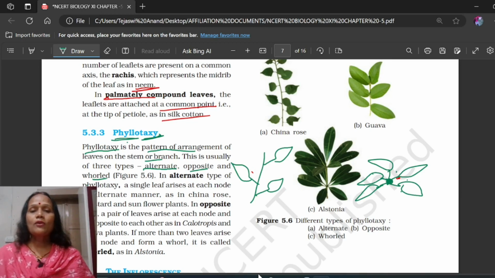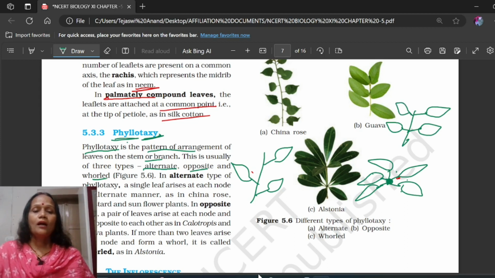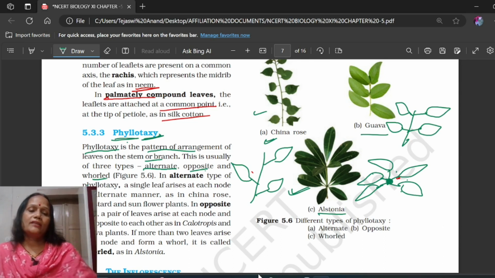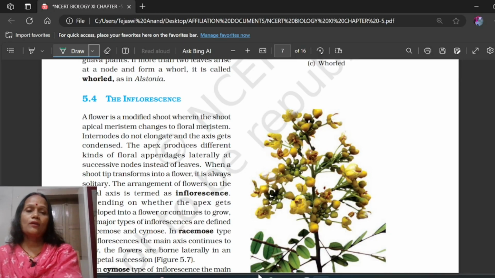But when we are talking about opposite arrangement, then one leaf is here and at the same position, parallel to this, another leaf is present. Such opposite leaves you can see in guava. Whorled leaves you can see in Alstonia, opposite leaves in guava, and alternate leaves in China rose. So we have understood phyllotaxy and the different types of arrangement of the leaves.